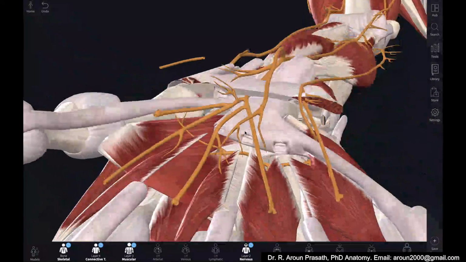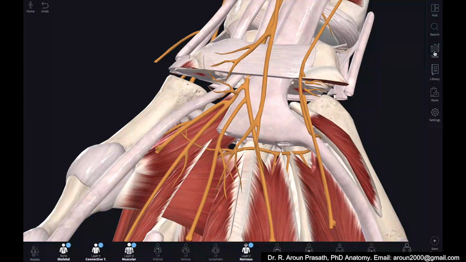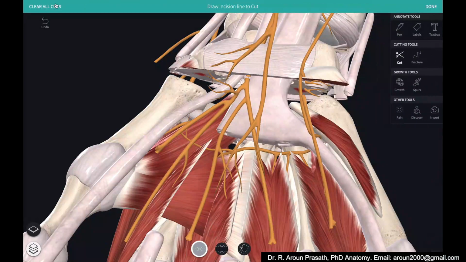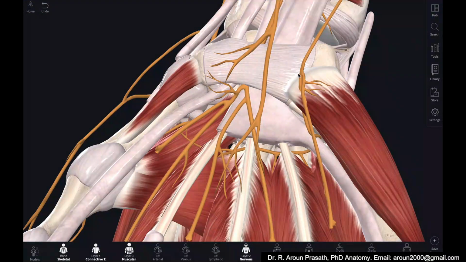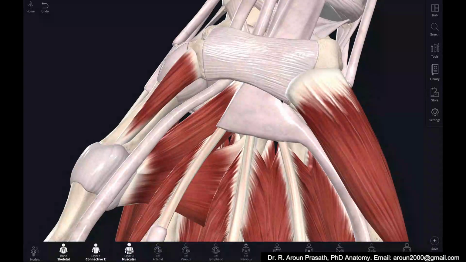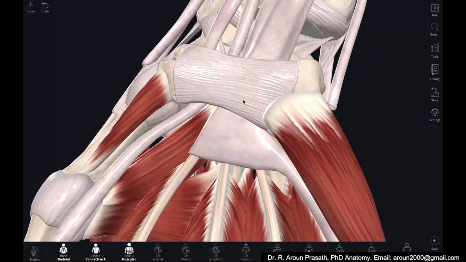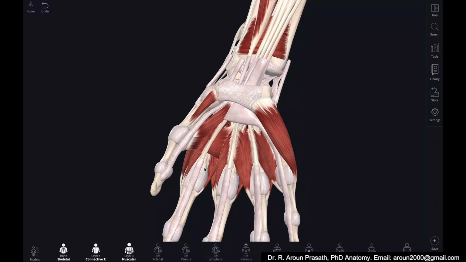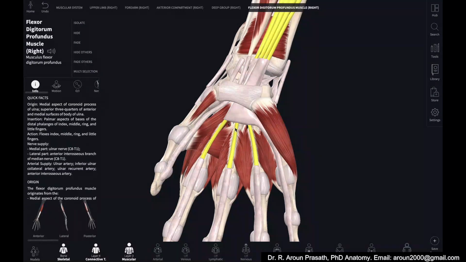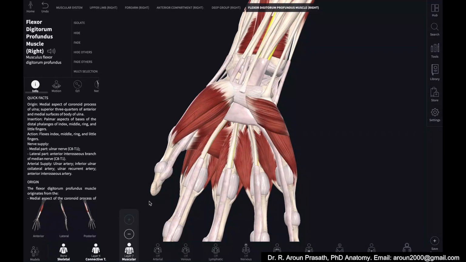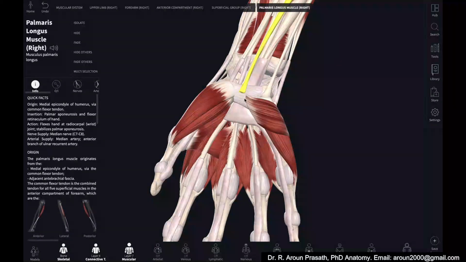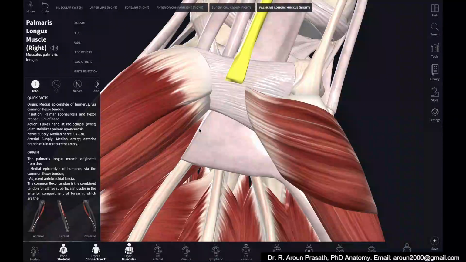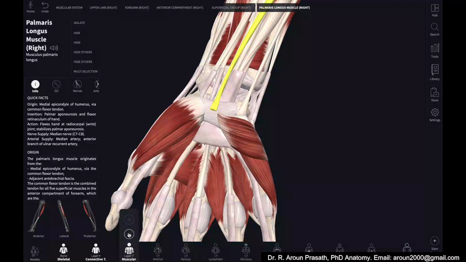Okay, so one thing you have to understand here is all the deep group muscles are passing through the tunnel. All the tendons that are coming to the fingers, which we will discuss separately in myology, are passing through this tunnel except one single one. This is the palmaris longus muscle.